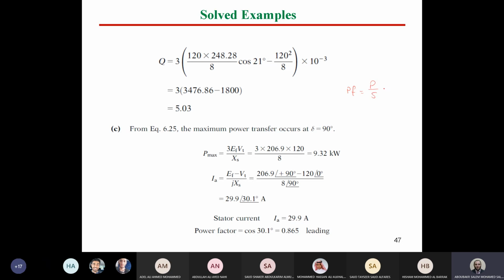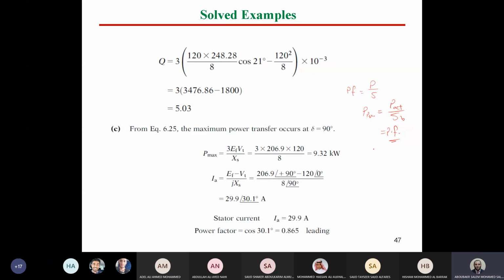Right? We can say now, if we work in per unit, you will find that P in per unit equals P actual over S base. Right or wrong, guys? This is the power in per unit, which is P over S. It's similar to the power factor. So power in per unit equals power factor.